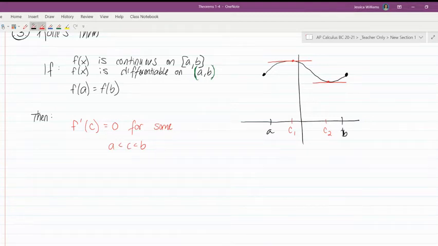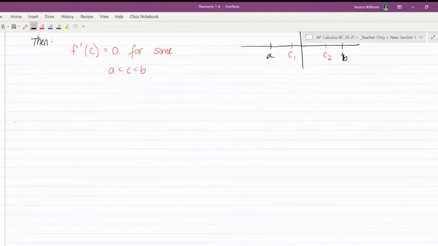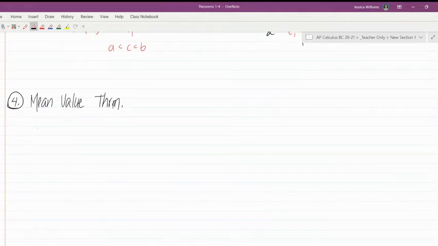Okay, mean value is number 4. Mean value theorem. Whoa, CEO, nope. You know what? I'm still on break. I'm going to abbreviate it. Theorem. This one only has 2 conditions.